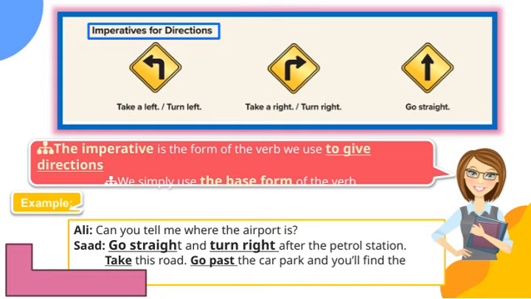This example highlights an important point about using the imperative form of verbs when giving directions. Notice that Saad uses the base form of the verbs like go, turn, and take. This is a common and effective way to give clear, direct instructions. Using the imperative makes your directions straightforward and easy to follow. It's an essential part of everyday communication when giving or asking for directions, especially in a conversational context like this. So, remember, when giving directions, keep your verbs in their base form. That's the key to clarity and efficiency.